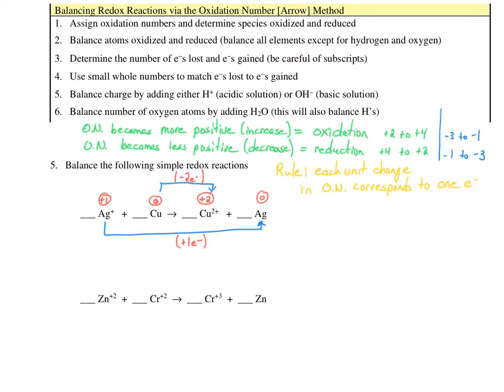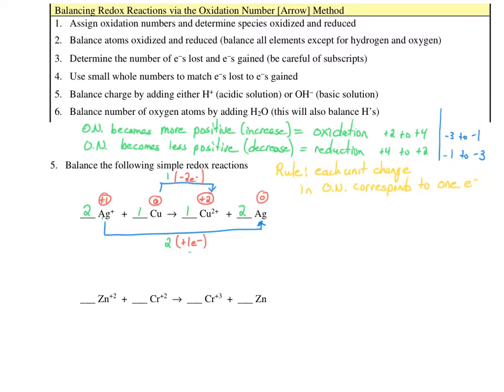To match the electrons lost to electrons gained, we're going to have to double the amount of silver. So now we have 2 moles of silver, each of which are changing by 1 unit. We have 2 moles of electrons being used. And coefficients associated with copper remain the same. At this point, we see our redox reaction is balanced.